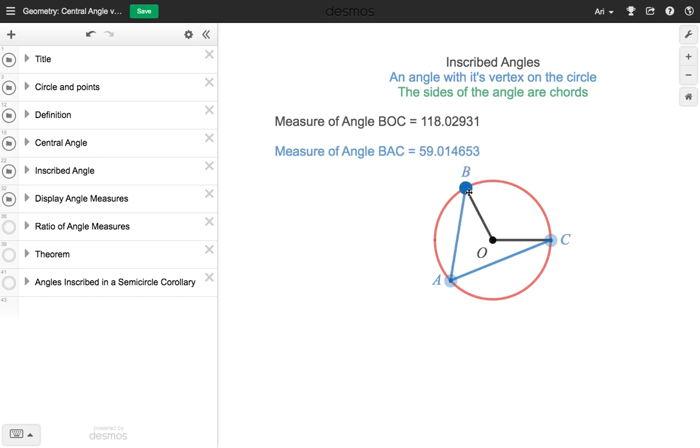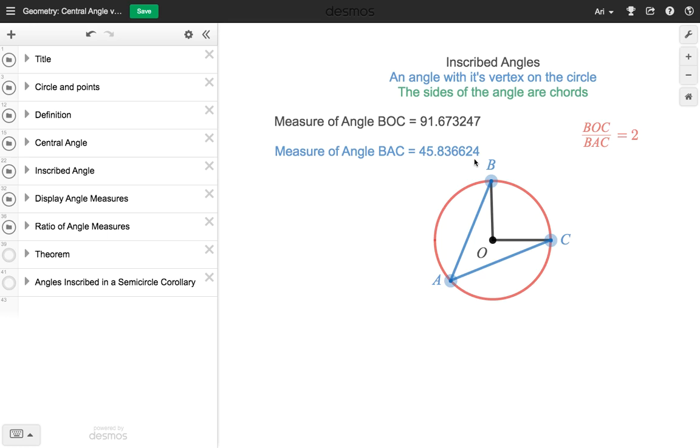We can see that the measure of the inscribed angle is much smaller than the measure of the central angle here, 83.7-ish to 41.8. So it looks like it's much bigger. What we might want to do is compare just how much bigger it is. So let's do a ratio of the angle measures. That's interesting. The central angle BOC and the inscribed angle BAC, the ratio of those angle measures is 2.